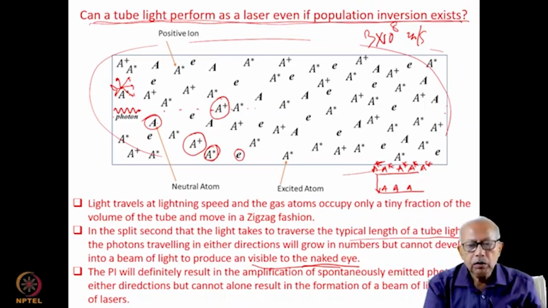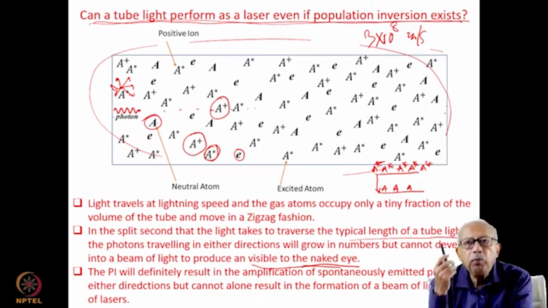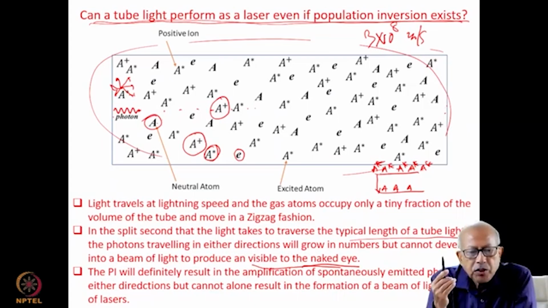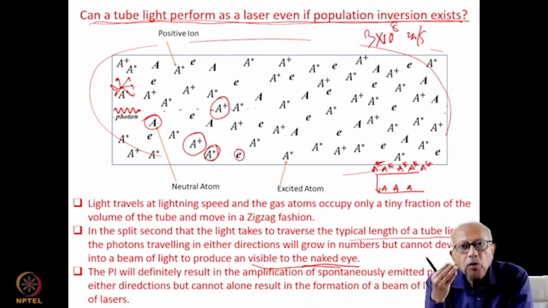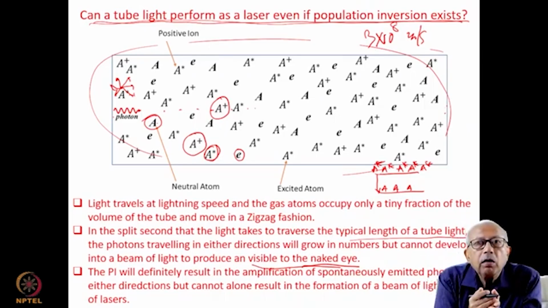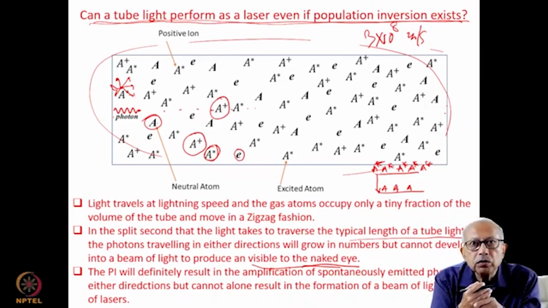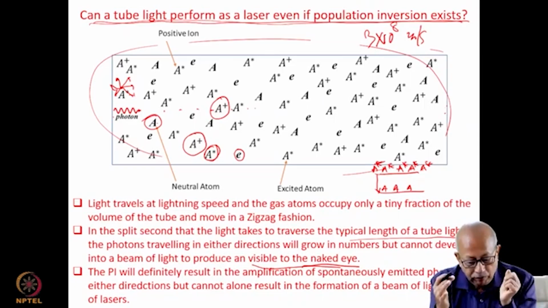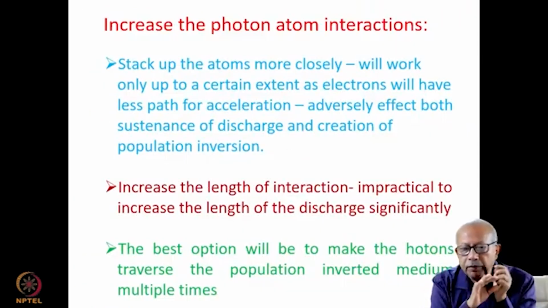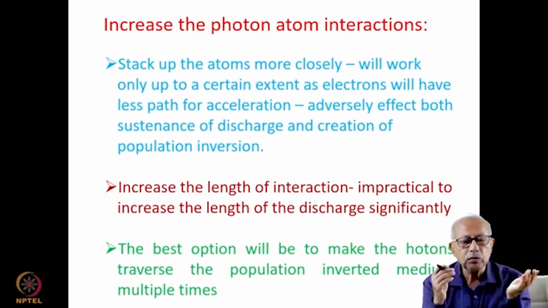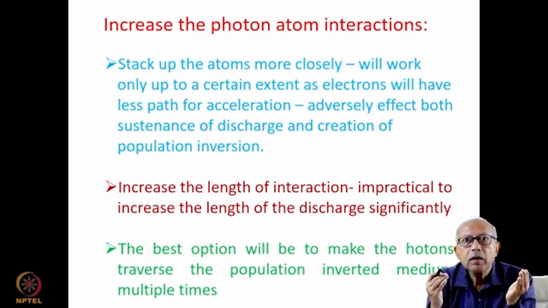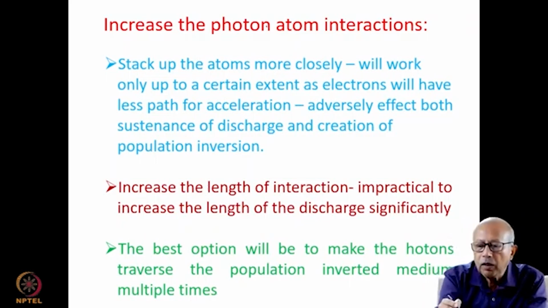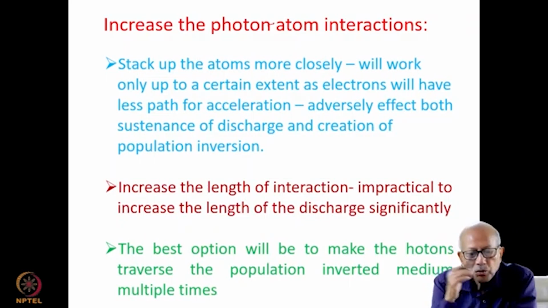Although the presence of population inversion ensures that there will be amplification of those initial spontaneously emitted photons in either direction, it cannot develop into a beam of light typical of lasers. So, what will be the remedy? The remedy, of course, would be to increase the number of photon-atom interactions. How do you do that?